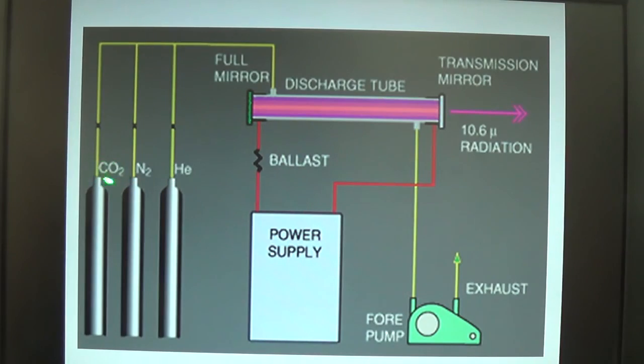Here CO2 is with the ratio of 15% and helium is with 70%. This is the ratio of these gases which we are using here. This is the electric discharge tube and our power supply.